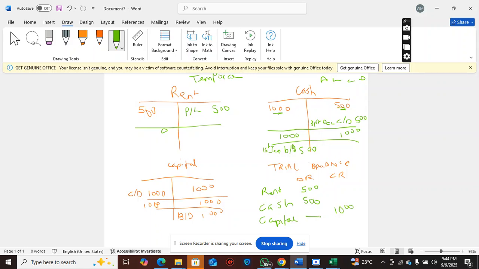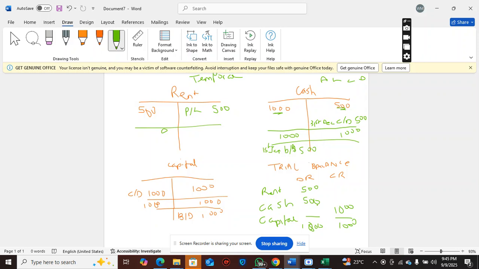And as I said, for the trial balance, the debit and the credit must be equal. 500 plus 500, that is 1000, sorry. Credit side here again, 1000. So it has balanced.